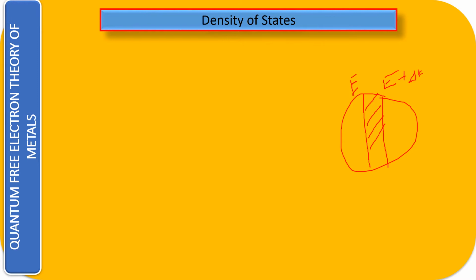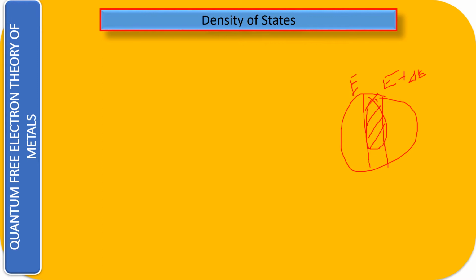Between this range, how many energy states are there? That is called your density of states. Naturally, the more the number of the energy states, the more the number of the electrons, because in each energy state we can have two electrons according to the Pauli exclusion principle, since they are fermions, one with the spin up, another with the spin down, right? So that is basically called your density of states.